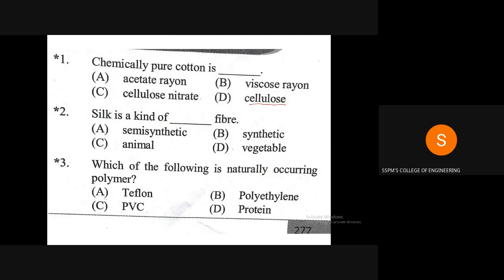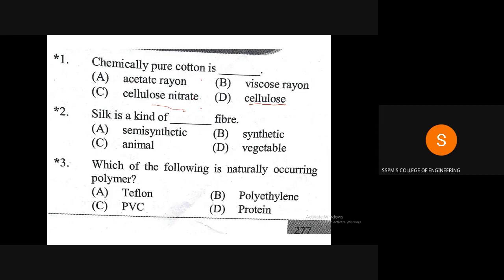Cellulose is chemically pure cotton. Cellulose nitrate is a semi-synthetic polymer, while cellulose is pure cotton, so there is a difference. Cellulose nitrate is semi-synthetic because it contains cellulose as well as nitrate.